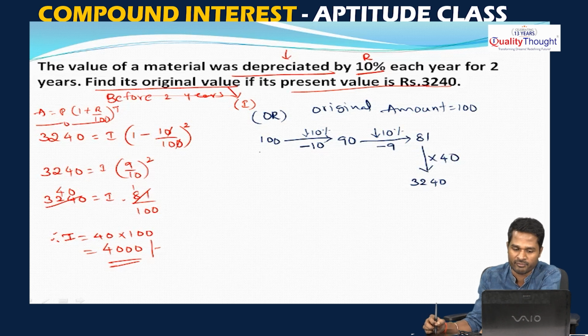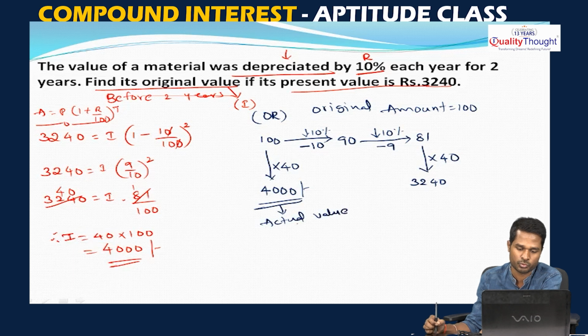In the similar way, to find out the actual value, multiply this 100 also with 40. So 100 into 40 is 4000. So this 4000 is the actual value. That means this is the value of the material before 2 years.